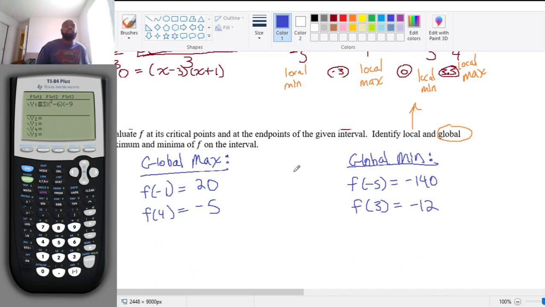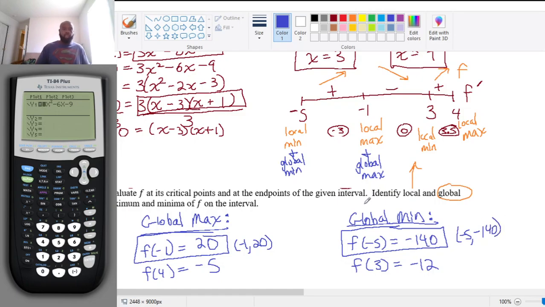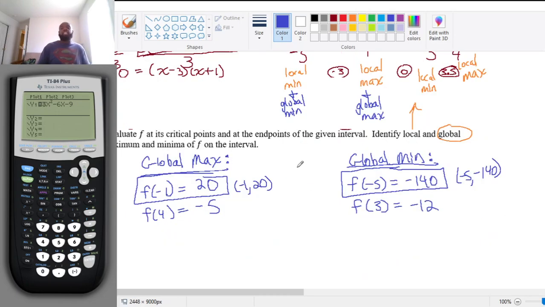So the global maximum is the point (-1, 20). It occurs at x equals -1, right? So at x equals -1, we have a local max, and it's also our global max, because that's the highest value. And our smallest value is at x equals -5, which is at that endpoint. So not only is that a local minimum, it's also your global minimum. And that point there is (-5, -140). All right. So this is the general process we go through to find your global max and minimums.